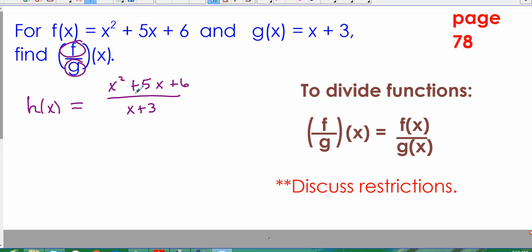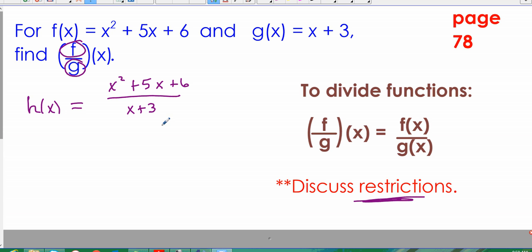This is what you would have for the division. So you really don't need to do much. Just place the numerator and denominator correctly for your functions. The only thing that we need to make sure that we do is we discuss restrictions. Remember that you can have any number in your numerator: negative, positive, decimal, fraction, 0. The only thing that you cannot have in your denominator is a value of 0. You cannot divide anything by 0.